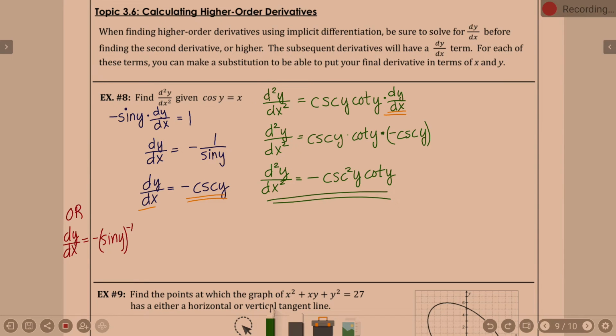Now, did we have anything else to do on this one? We don't, do we? Questions about the last problem?